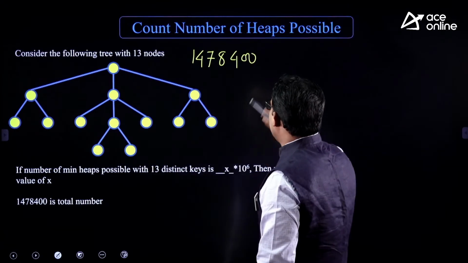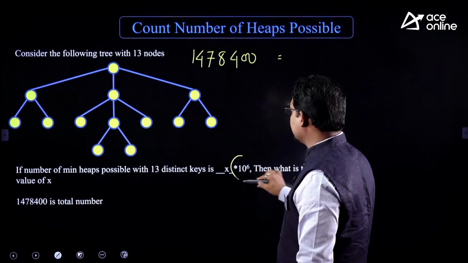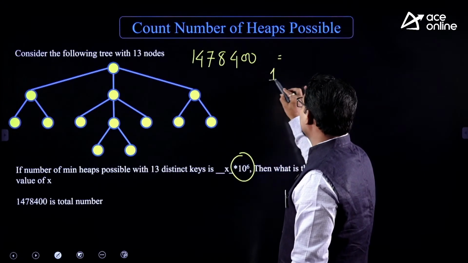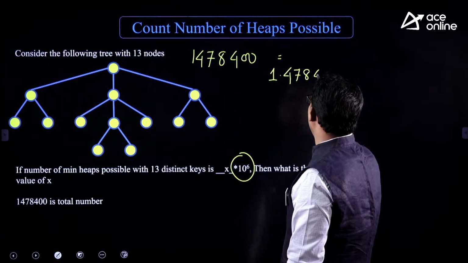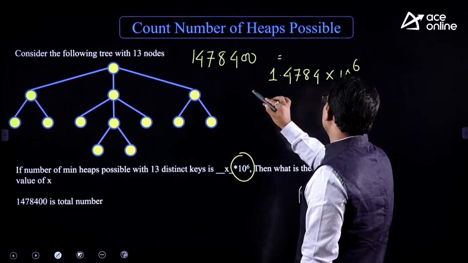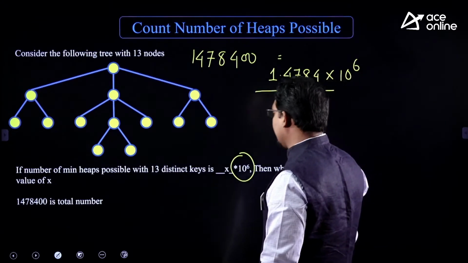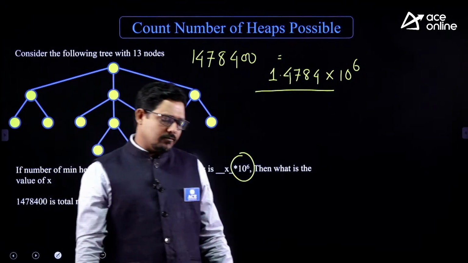400. And if you convert into the 10 to the power 6 form, because my question says x into 10 to the power 6, it will become 1.4784 into 10 to the power of 6. So 1.4784 is the answer for this question.